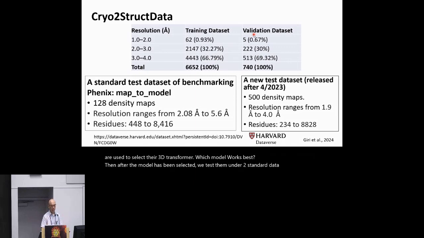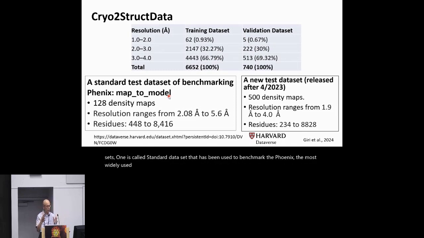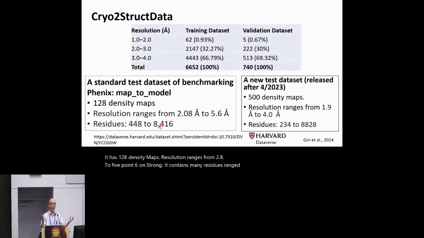One is called a standard data set that has been used to benchmark Phenix, the most widely used method for initial construction of protein structures from density maps. It has 128 density maps. Resolution ranges from 2.8 angstrom to 5.6 angstrom. It contains many residues, ranging from 400 residues to about 80,000 residues. That's very large molecular machines.